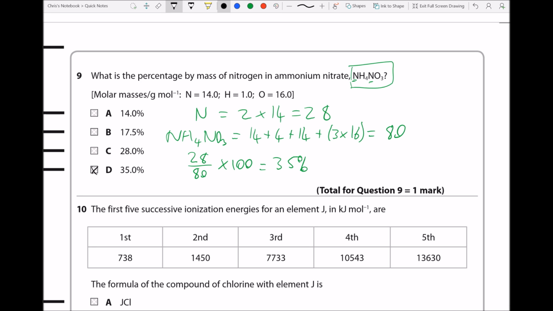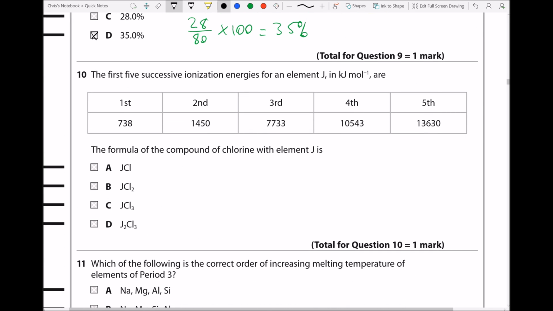Right, question 10. The first 5 successive ionization energies for an element J in kilojoules per mole. Right, so we've got all these numbers here. Now what we're looking for is a big jump. We're looking for big jumps. So this is where we're removing an electron from an atom, and we keep on removing an electron from it. Big jumps suggest that you are taking an electron from a shell that's much closer to the nucleus. So you've taken all the outer ones and now you have to dip into one much closer. So that gives us an idea of how many electrons there are in the outer shell.